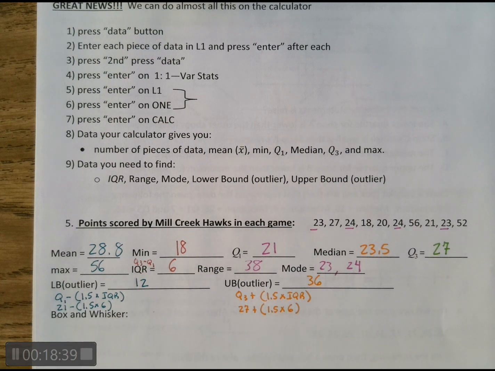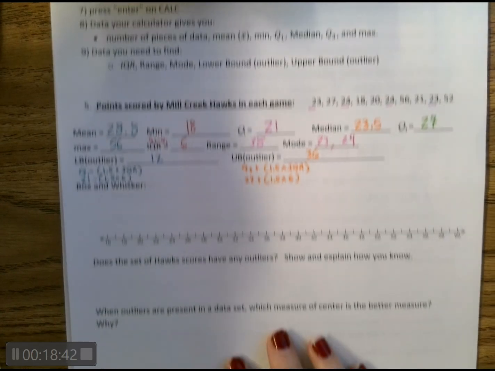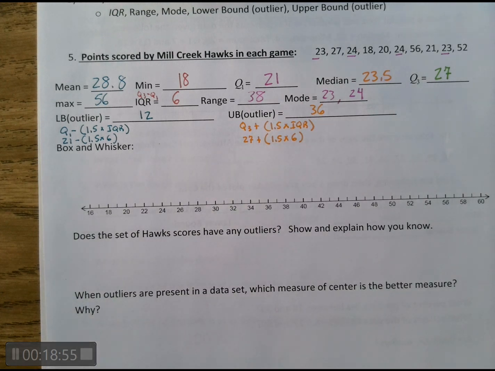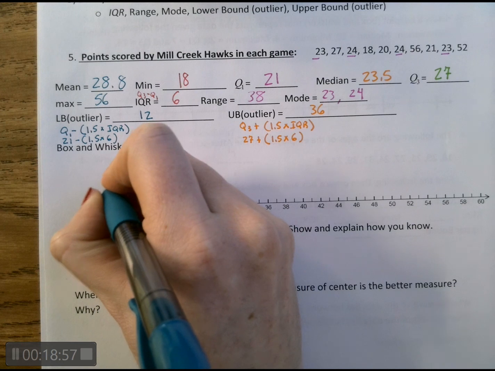Alright, so now here comes the fun part. Now that we've gotten all that information, we're going to use that information to actually create a box plot. So the very first thing that I like to do is draw my minimum. Alright, so we have a minimum at 18. So that's going to be a dot.